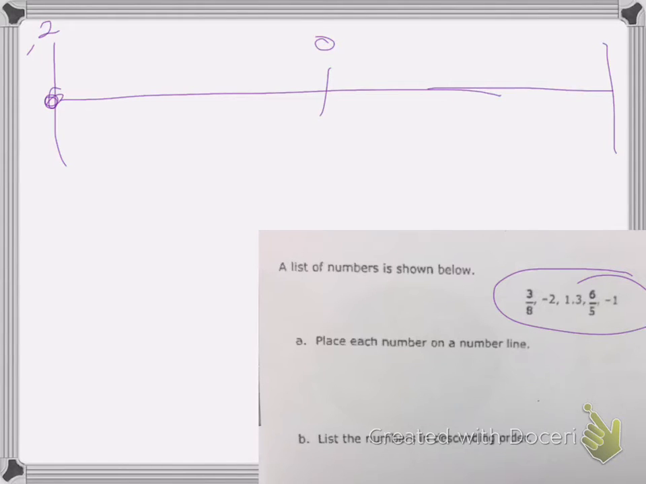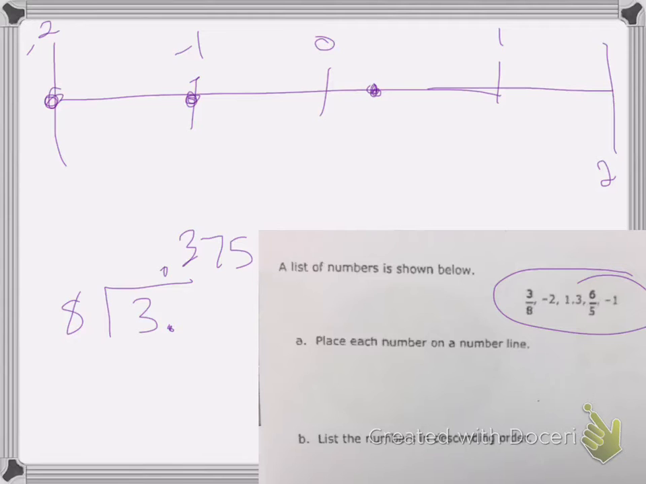Then we've got -1 on the number line. Then you've got 3/8. Well, 3/8, what I would do is I would change it to a decimal. And 3/8 is 0.375 is what you end up with. And 0.375 is going to be, here's 1, here's 2. It's going to be somewhere around there.